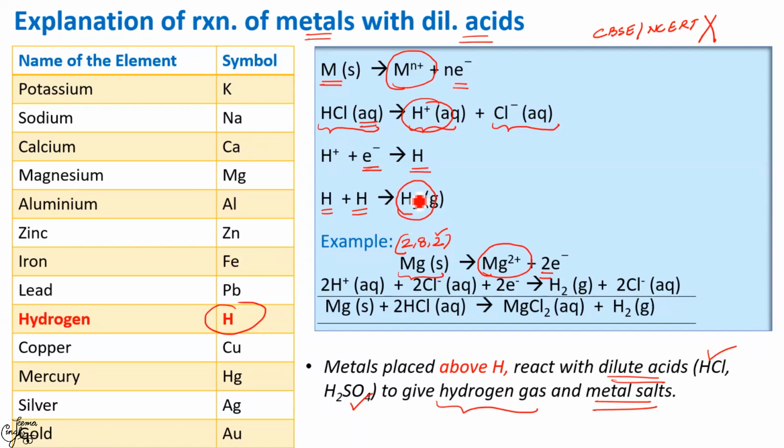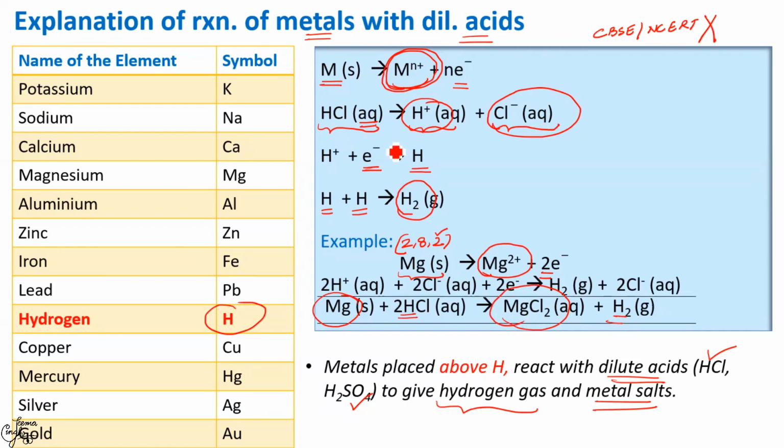And the remaining part of the metal is the positively charged ion. This positively charged ion is going to combine with the negatively charged ion to form the corresponding salt. For example, when magnesium reacts with hydrochloric acid, it is going to release these H positive ions as hydrogen gas, and the remaining metal part, that is Mg2 positive, is going to combine with Cl negative to form magnesium chloride salt.